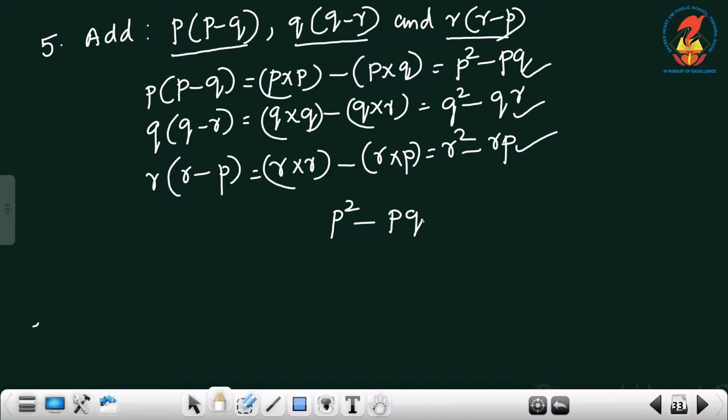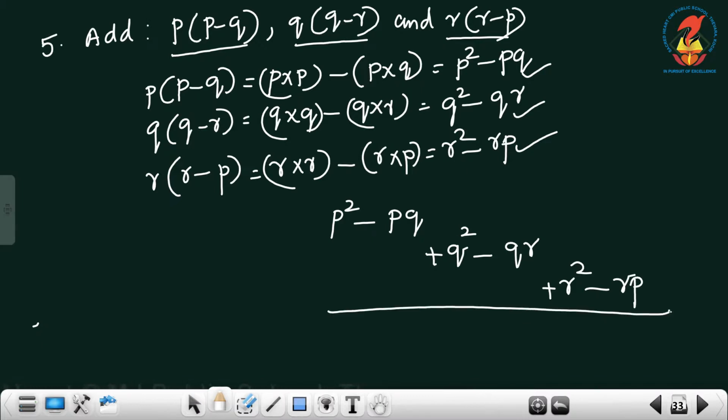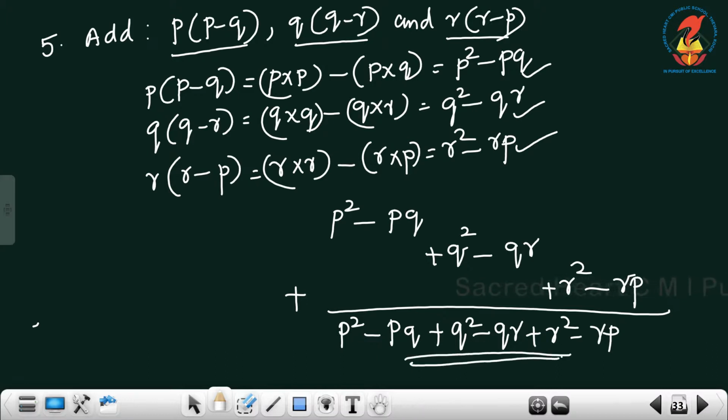Here plus q square minus qr. Next expression r square minus rp plus r square minus rp. p square minus pq plus q square minus qr plus r square minus rp. No like terms, p square only one term, pq also one term, then q square, qr, r square, rp.